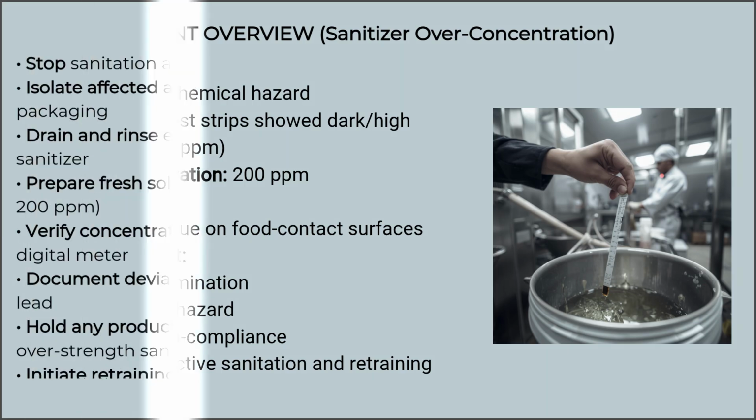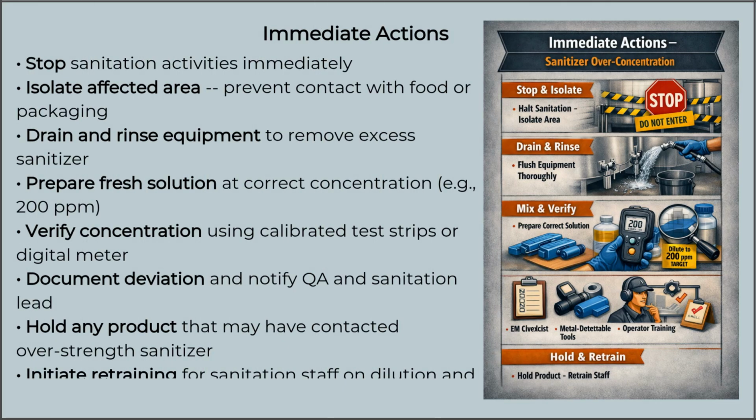Let's check the immediate actions required when sanitation concentration is found to be above safe limits. Sanitation activities must stop right away, and the affected area should be isolated to prevent contact with food or packaging. All equipment is drained and rinsed to remove excess sanitizer. Then a fresh solution is prepared at the correct concentration. QA verifies the new concentration using test strips or a digital meter, and the deviation is documented.